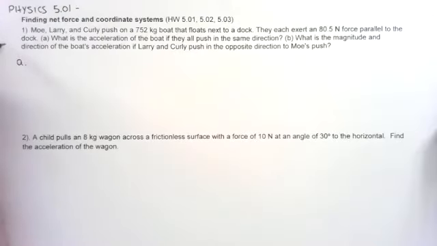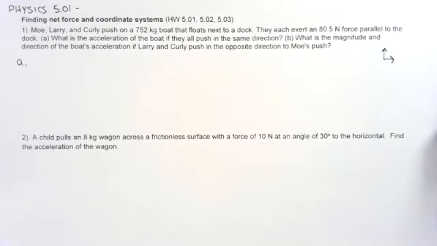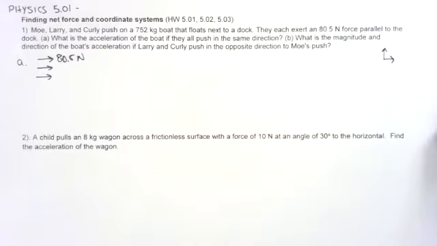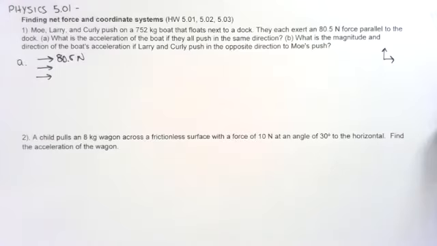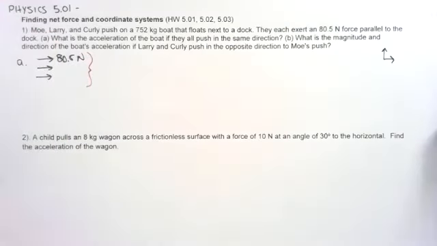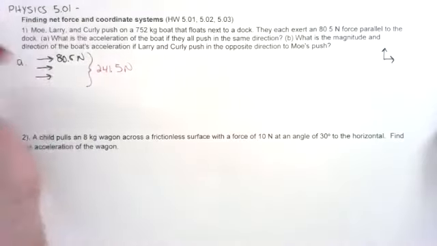And we're going to go with pretty much standard coordinate systems. So all 3 of them are pushing the same direction. Let's say they're all pushing this way, and each of these is 80.5 newtons. Then we understand that the net force would be 80.5 plus 80.5 plus 80.5. When I add that, 80.5 times 3, I get 241.5 newtons. And this is my net force.